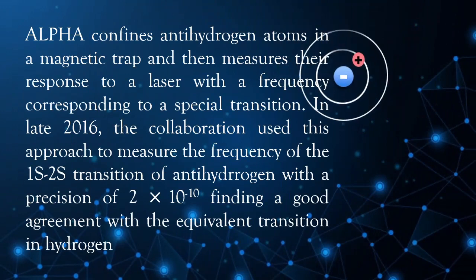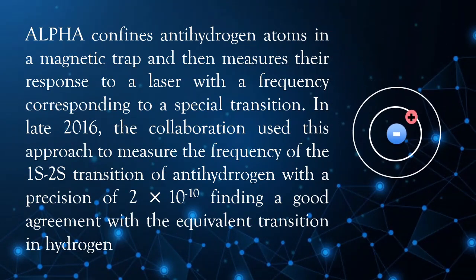ALPHA confines antihydrogen atoms in a magnetic trap to avoid any contact with matter and then measures their response to a laser frequency corresponding to a spectral transition. In late 2016, the collaboration used this approach to measure the frequency of the 1s-2s transition of antihydrogen with a precision of 2 times 10 to the minus 10, finding a good agreement with the equivalent transition in hydrogen. So the experiment confirmed that the spectral properties of hydrogen and antihydrogen are identical.